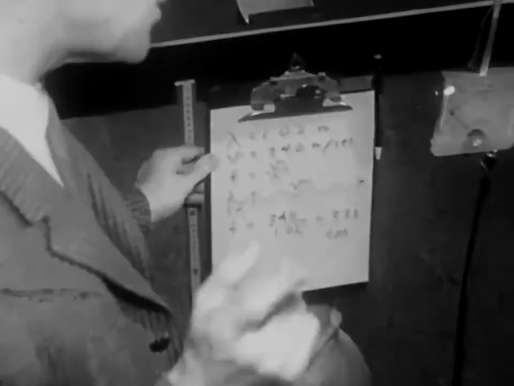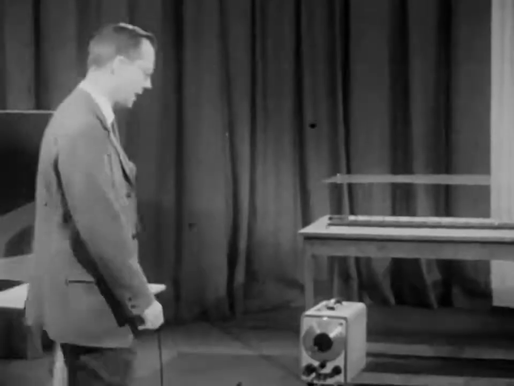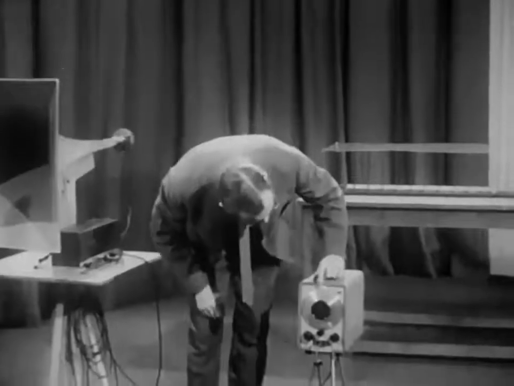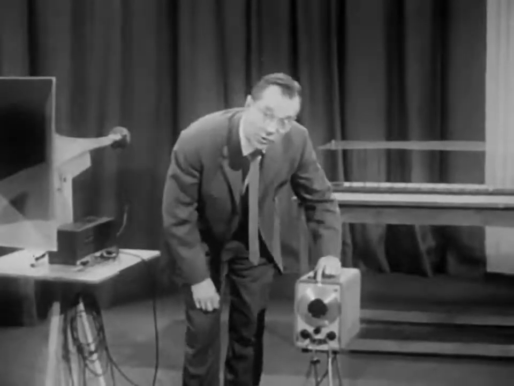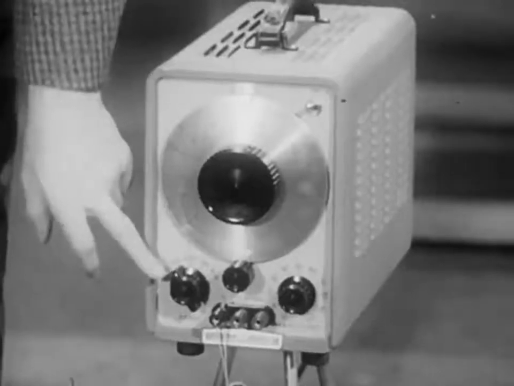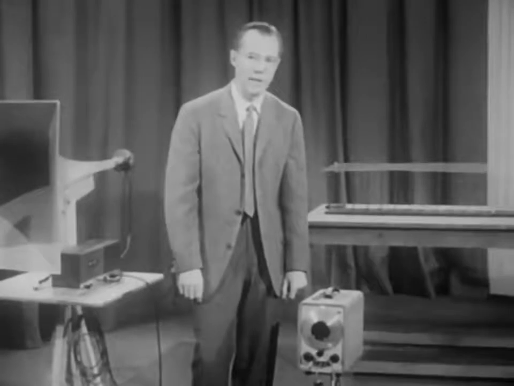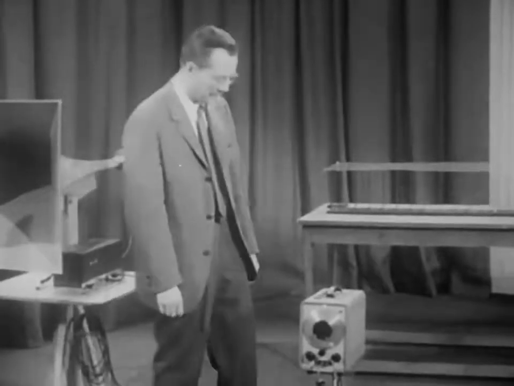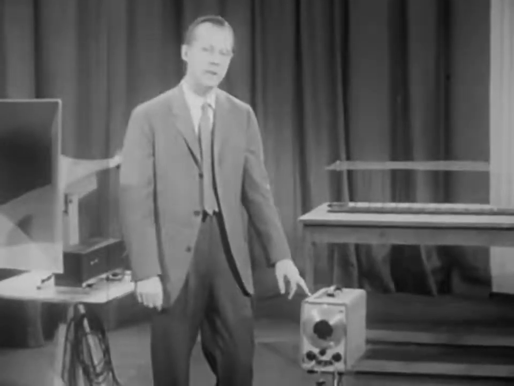Well, we've calculated the frequency from our measurement. Let's see how this checks with the dial on the oscillator. This reads just over 33 times 10, so the frequency is set at just over 330 cycles per second. That checks very nicely. Now, what about this oscillator?